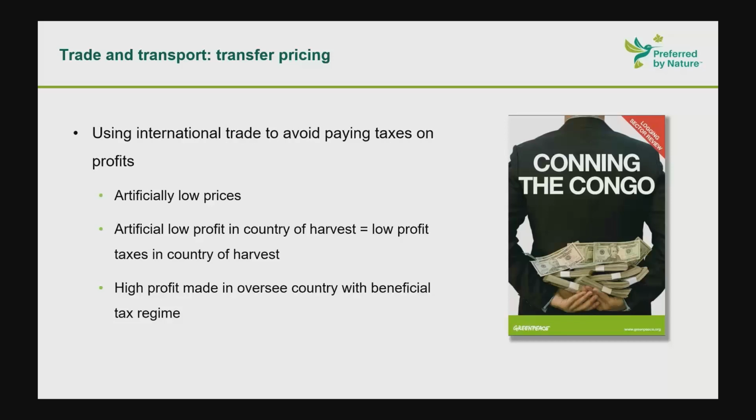So transfer pricing is the practice of artificially lowering the prices at the export point outside the country of harvest. So the profit made in the country of harvest is very low, so the taxes also get low, and high profit is made in an overseas country with a beneficial tax regime. So it's a bit of a complex situation, but it's important to keep an eye on the presence of any tax haven in your supply chain.